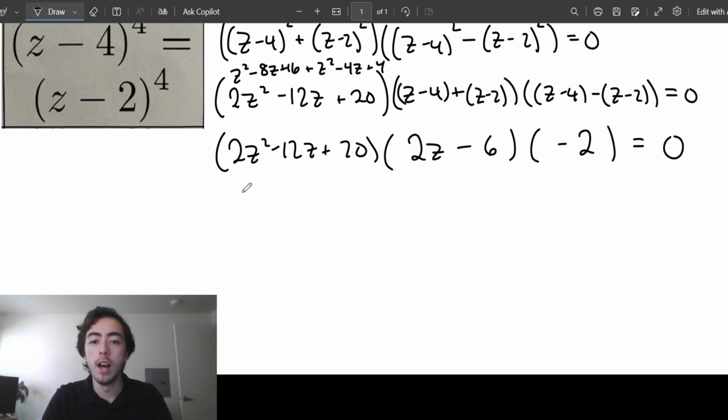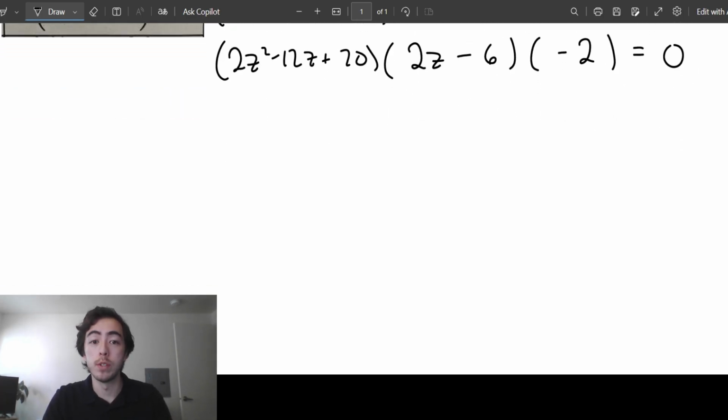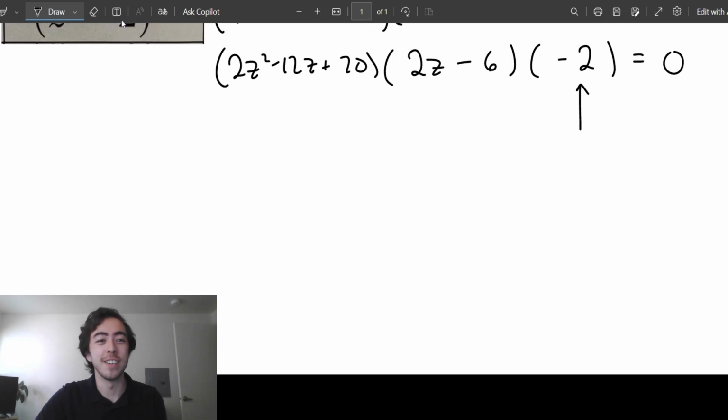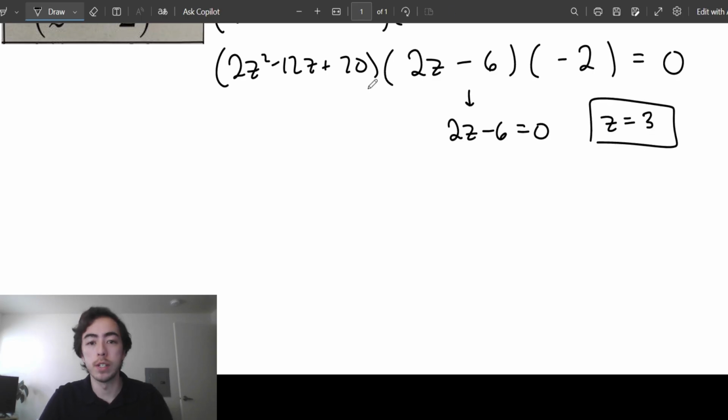So in here, we can find some solutions by setting each of these three factors equal to 0. Because if we have a product of any amount of things and it's equal to 0, well then surely at least one of the original factors has to be a 0. Clearly that's not 0, so we're not getting our 0 out of that one. But we could set 2z minus 6 equal to 0. If we plug in a 3, this equation is true. And so z equals 3 is our first potential solution.